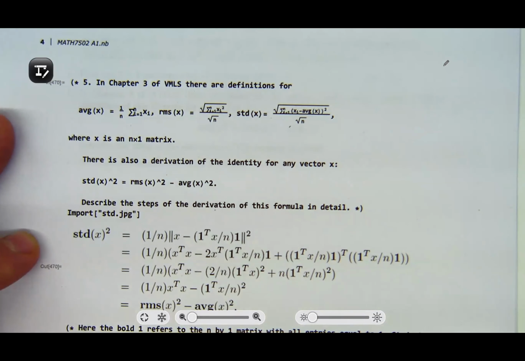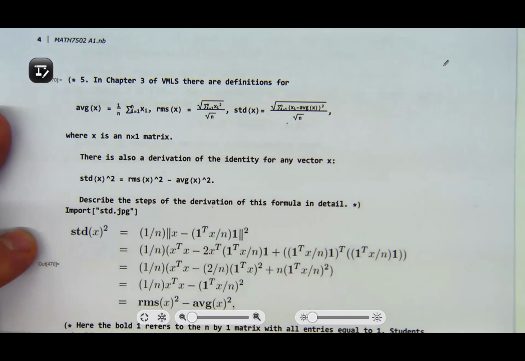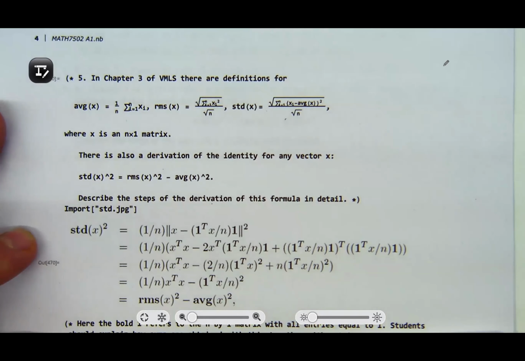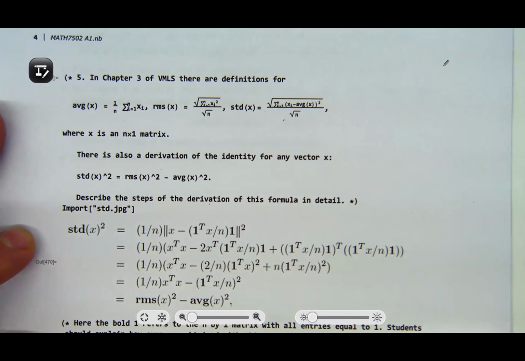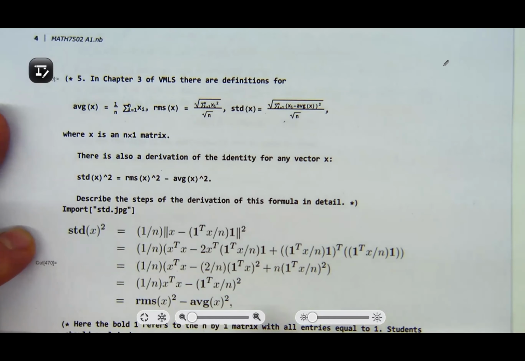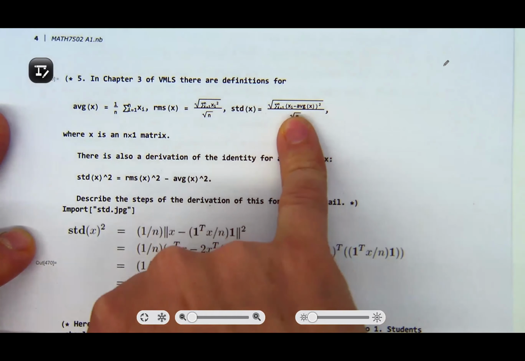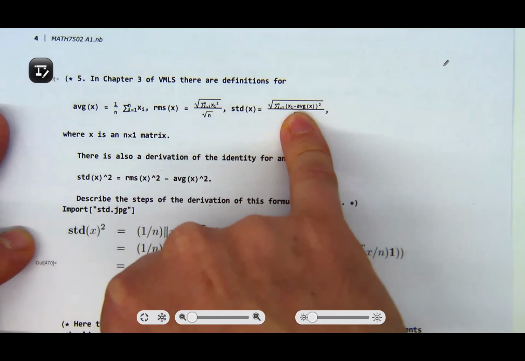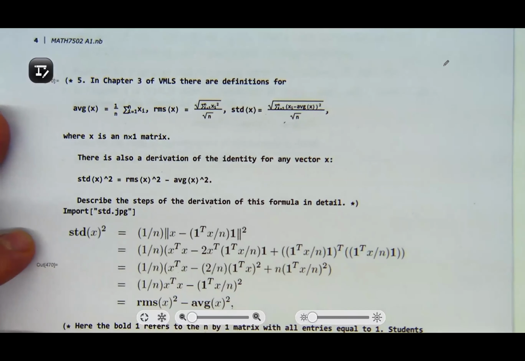I don't think it's very difficult, but it's an exercise. One of the nice things about this book, what's the code? VMLS, is that the book does a lot of these statistical calculations via linear algebra, which is pretty nice. For example, if you just look at that, that is expressing the standard deviation in terms of the norm of a vector, okay? So that's pretty nice.